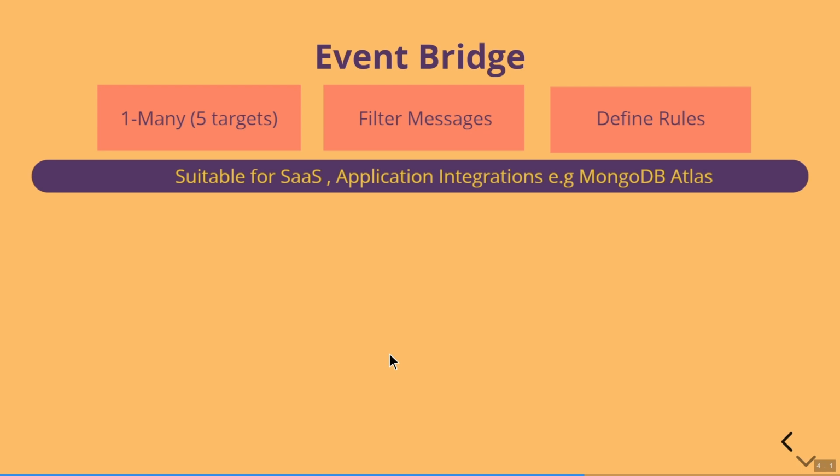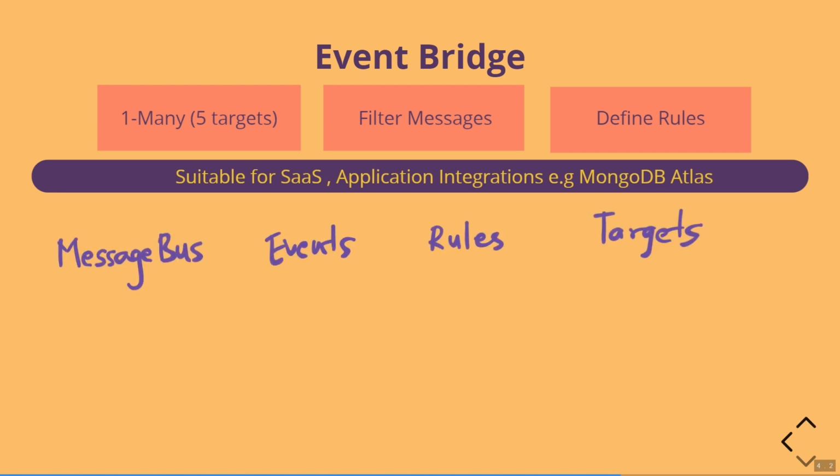This is very much suitable, especially when you want to have application integrations in case of SaaS-based application. For example, MongoDB Atlas. Let's say you are using MongoDB Atlas, and based on certain insertions or any data manipulations that happen at the MongoDB Atlas, you want to be notified and process any business logic on your AWS side, then Event Bridge provides those kind of partner integrations.